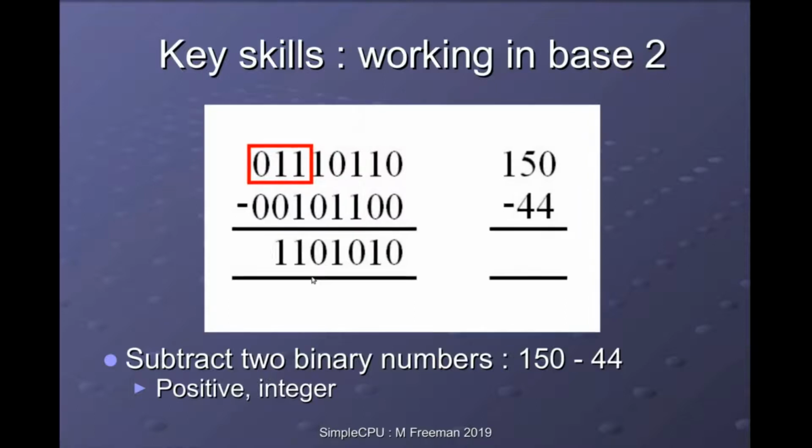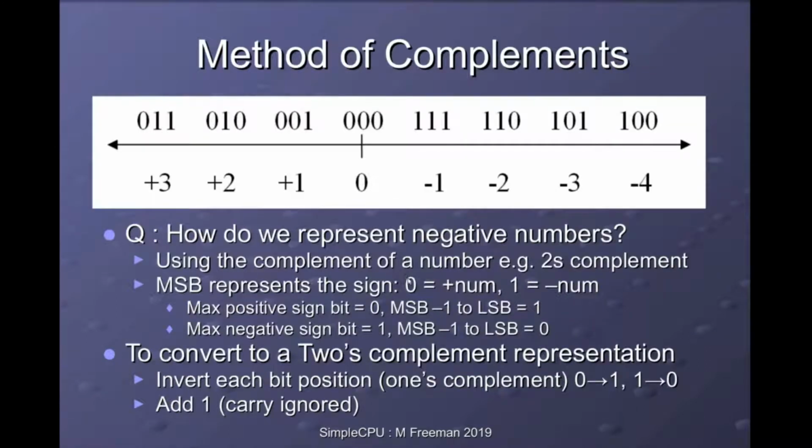Then 1 take away 0 gives me a 1, and 0 take away 0, so my final result, 150 minus 44, gives me the answer 106, or all in binary 01101010. For that previous example, I chose a result that would be positive, but obviously if we do subtraction, we could generate a negative number. So the question now is raised, how do I represent negative numbers in my system, signed values?